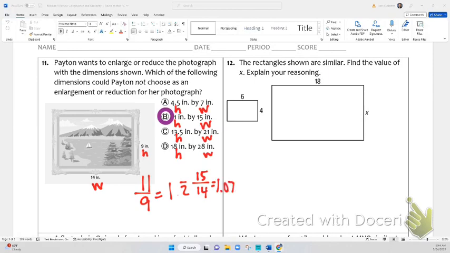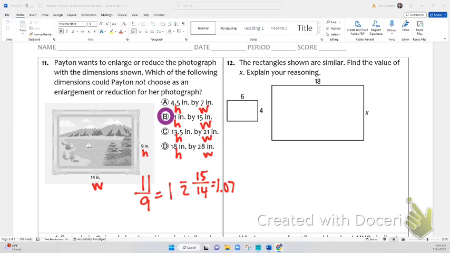which means it does not have the same exact scale factor, which means that B cannot be the answer. Remember that it can only be similar if it has the same scale factor for the enlargement or the reduction, and that's the only one that doesn't work.